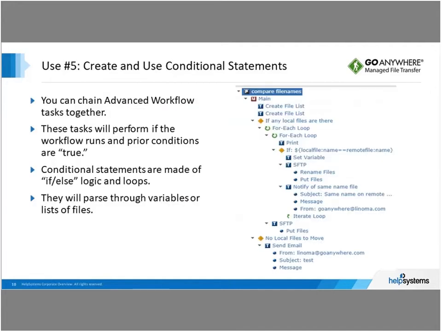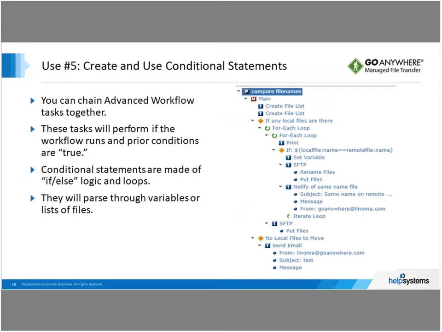All right, case 5, create and use conditional statements. Now, conditional statements make for great job control throughout your projects. You can chain advanced workflow tasks together. Now, these tasks will perform the workflow runs if prior conditions are true. So in this case here, hopefully you can see that graphic decently. But in this case, we're creating a couple different file lists. And I know you can't see the properties, but one's a local file list and one's a remote file list.